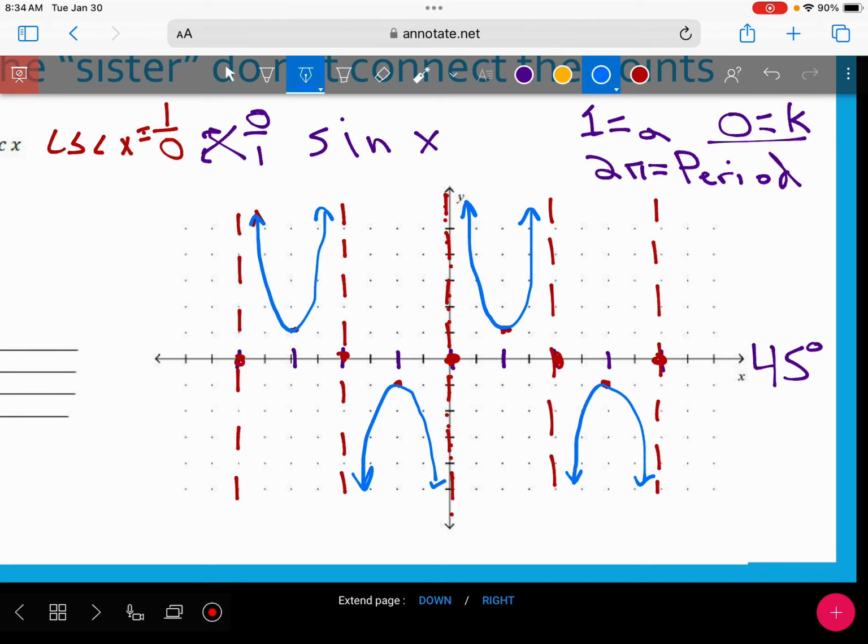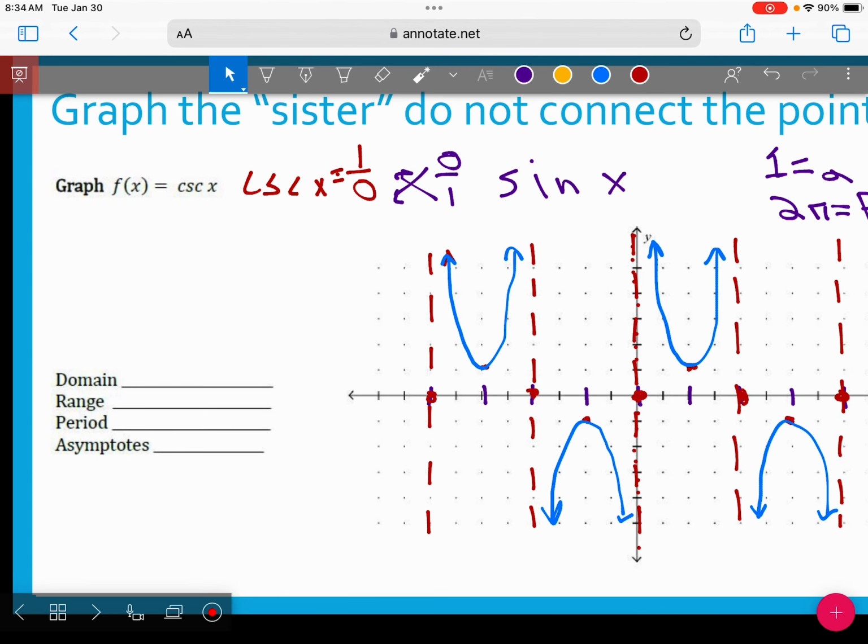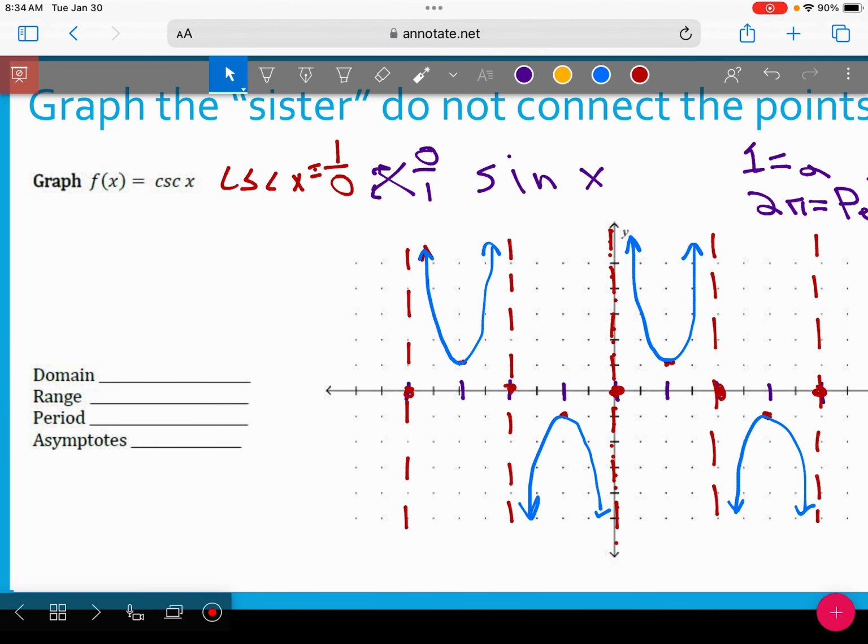And not just a graph, but the parent graph. From there, we would describe our domain, range, period, and asymptotes the same way we did for secant of x. I'll start with the period this time. Remember, the period is going to be the same as what its sister function would have been. So just the parent function cosecant of x is going to have the same period as its sister sine of x, and it's just going to be 2 pi.